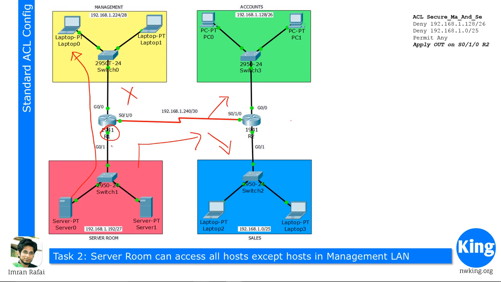So if I apply an access list, and let's say the access list is this, deny 192.168.1.192, which is this whole network, and I put it in G0/1, all traffic going to even accounts and sales also will get dropped. That's not what we want. We want only traffic going to management. So the ideal place that we have to put this access list is G0/0 in the outbound direction, right? So don't get confused with the direction.